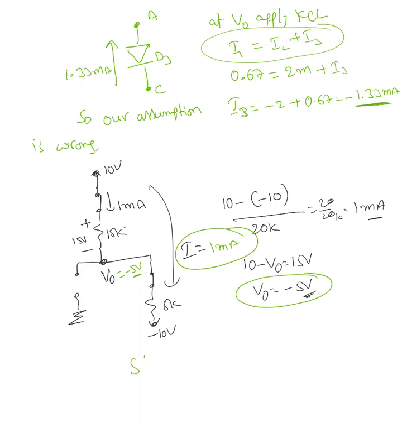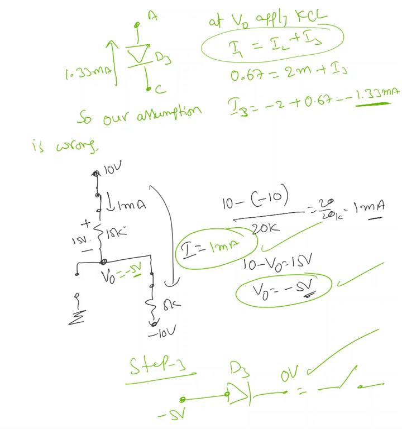Now step 3, again we are repeating step 3, we're going to verify. So here is our diode D3. The voltage at this point is minus 5 volt and this point is 0 volt. So your cathode voltage is higher than the anode voltage, and we are assuming this is acting like an open switch. Yes, our assumption is right. Okay, so this is the right answer.